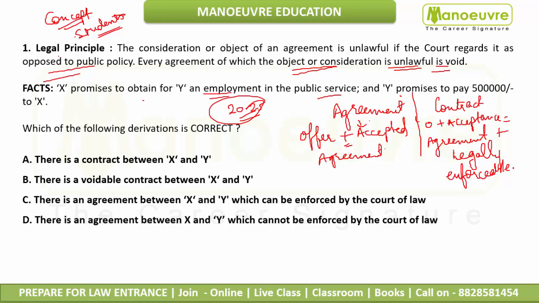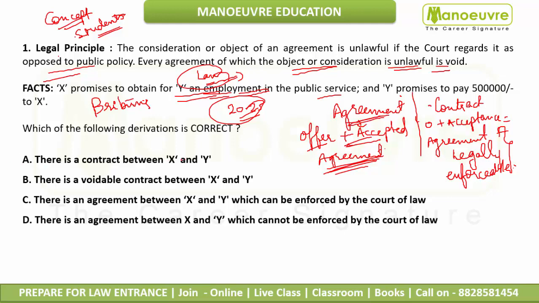Okay. So over here, there is a promise. X promises to obtain for Y an employment. So over here, there is an offer and there is an acceptance, correct? There is only an agreement over here. And Y promises to pay 5 lakh, correct? But over here, if any of the parties does not fulfill this promise, can you go to the court of law and say, guys, that he is not performing his part of the contract? It is a clear case of bribing. So bribing cannot be legally enforceable. So this particular deal is only up to the stage of an agreement. It can never be a contract.